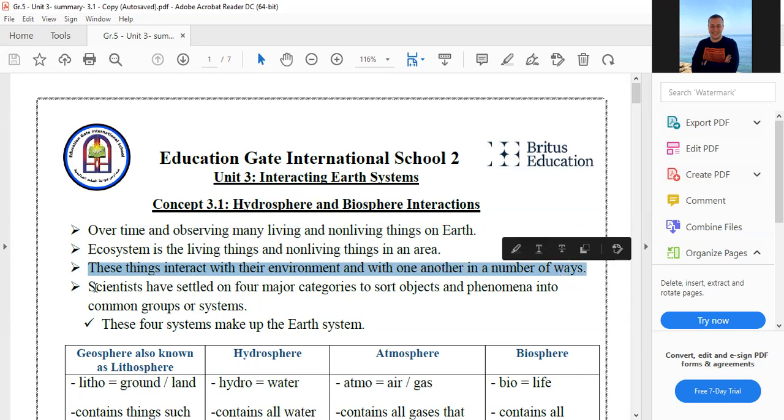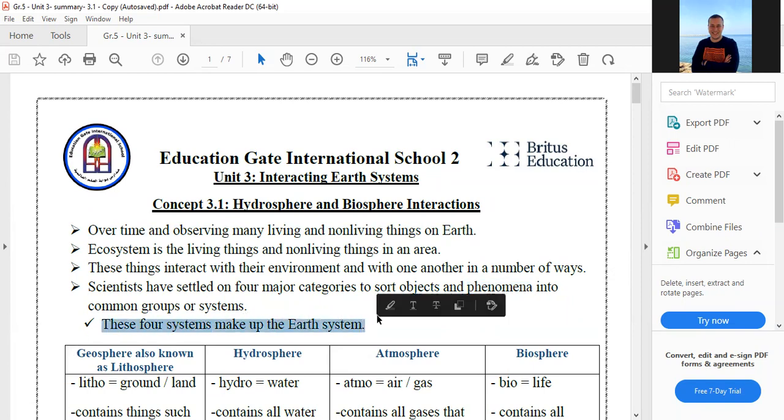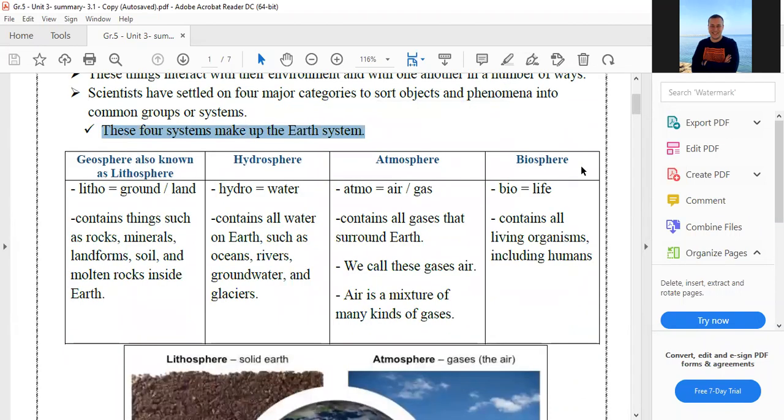Scientists have settled on 4 major categories to sort objects and phenomena into common groups or systems. So the scientists studied all the interactions between the living things and the non-living things in an ecosystem, and they found out that there are 4 major categories to sort all these objects. The word phenomena here means any natural event that takes place. These 4 systems make up the Earth system. Let's look at these 4 systems.